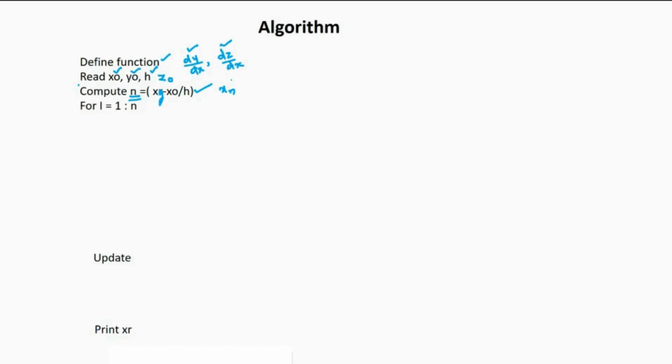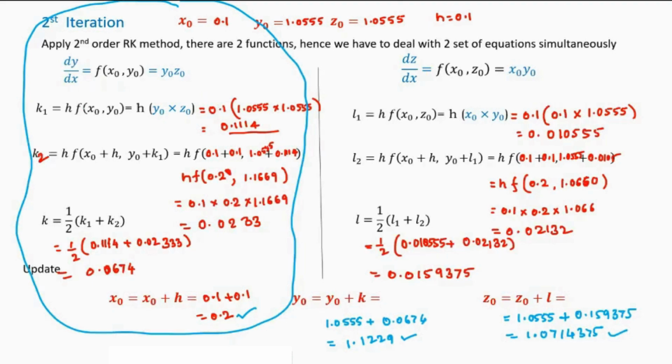Once you know the number of iterations, next what we have to do? So next step is, you have to set n number of times we have to compute the values. So what are those values? We learned in the previous one: for every iteration we have to compute k1, k2, and k. So these three things we have to perform in iterations, n number of times.